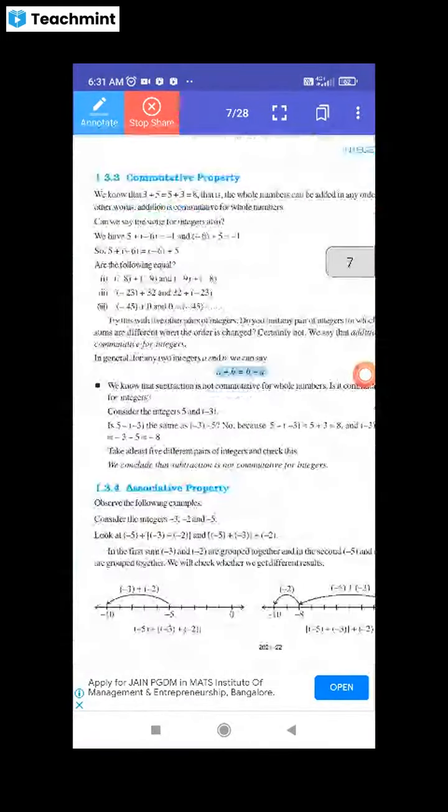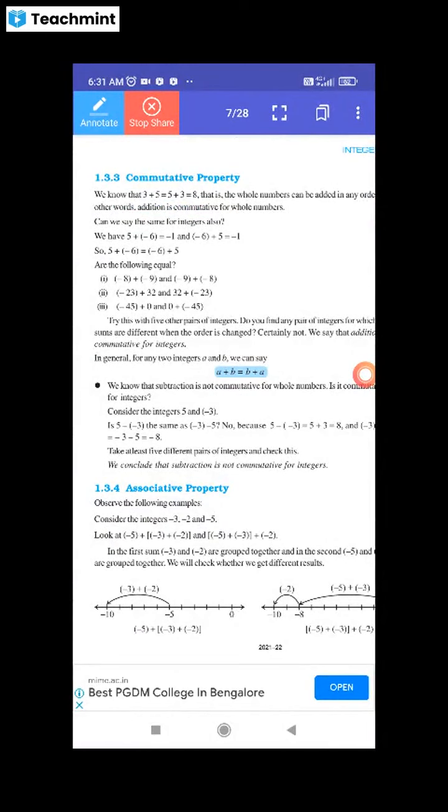Is it completed? Commutative property? Yes, ma'am. Okay, so next one is associative property.